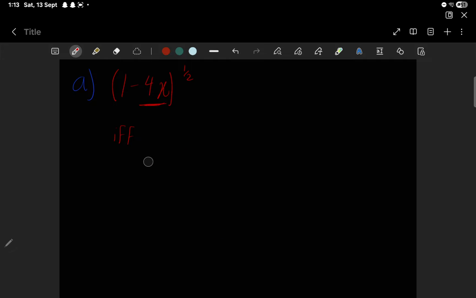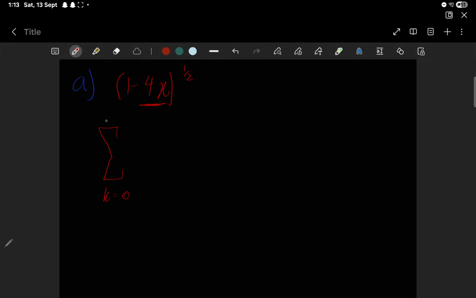So that's the first condition. The second condition is a in the expansion, obviously in the form a plus b to the power of n, right? A has to be 1. If it's not 1, you can factor it out, which I will do in another question because it is asked in another question. But here it's 1, so we're not factoring anything out. Now, if you have both of these conditions fulfilled, you can use this formula.